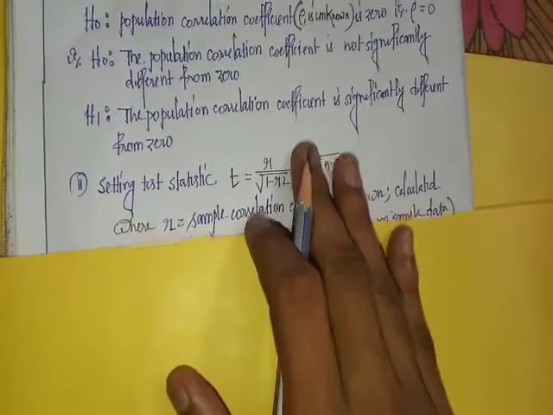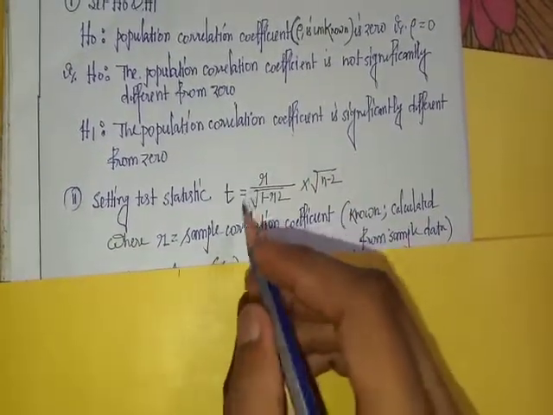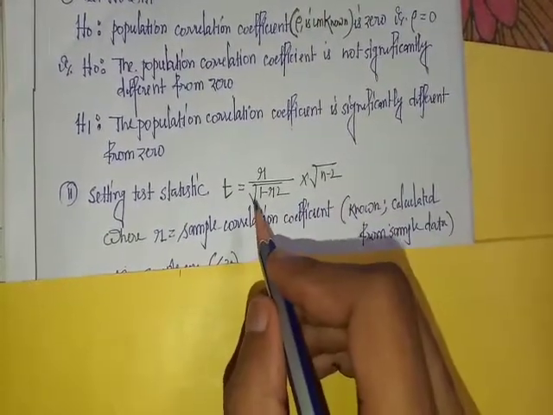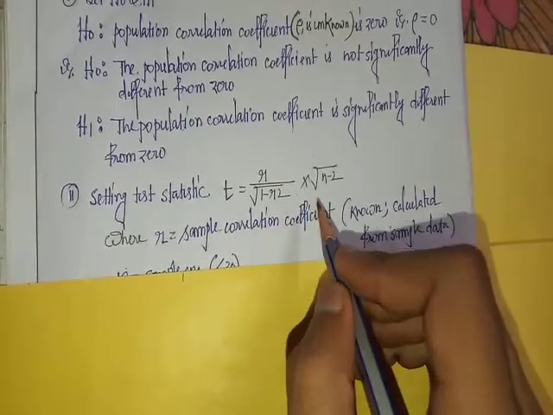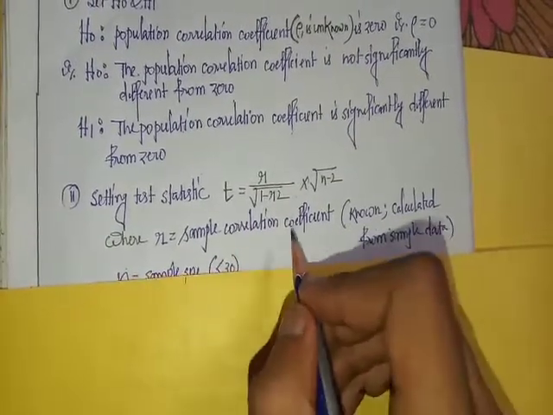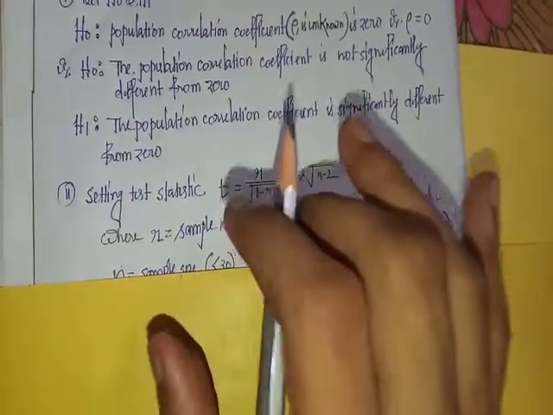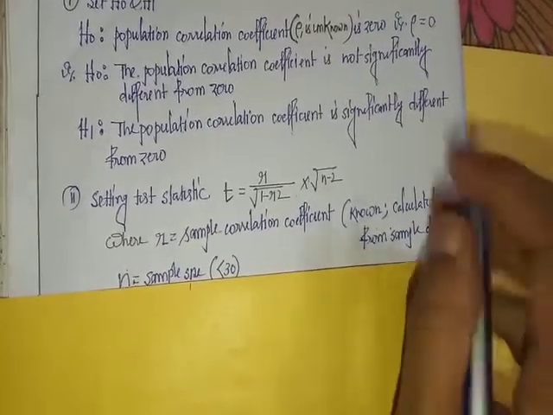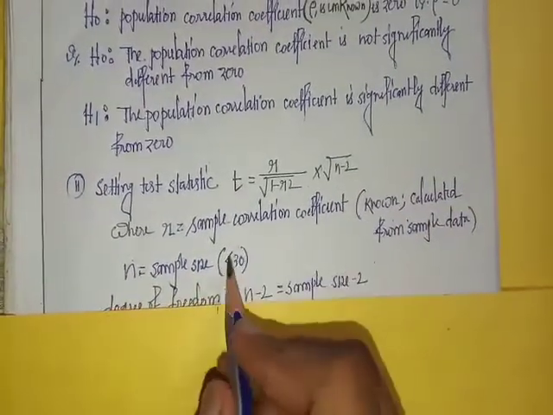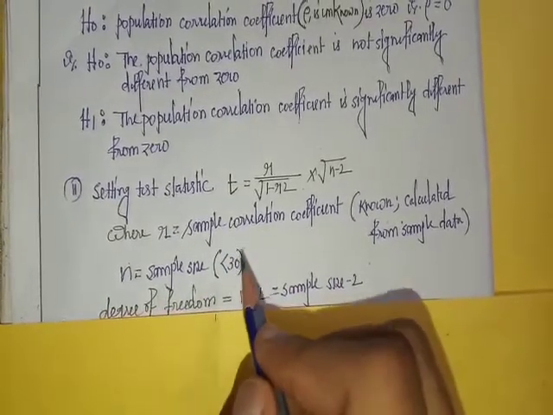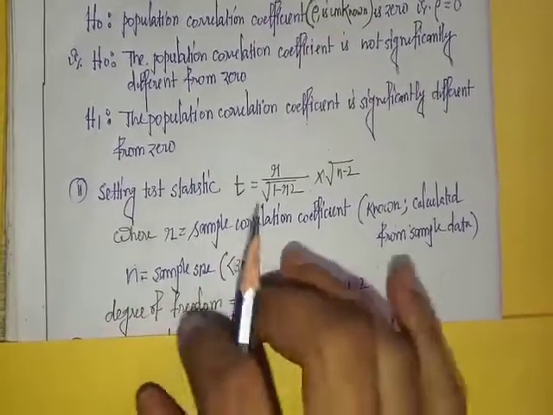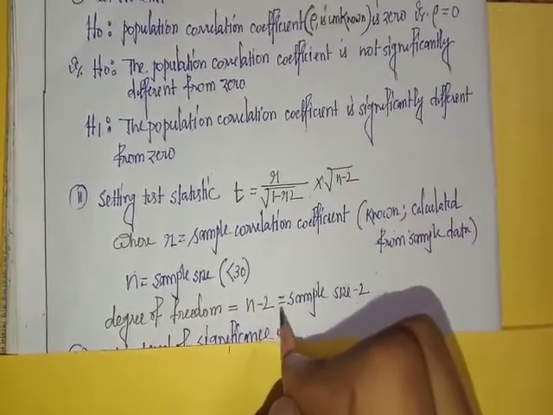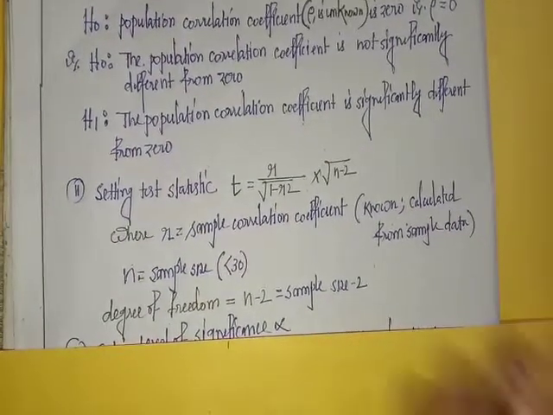Test statistic. The formula of the test statistic in this case is t equal to r by root over 1 minus r square, into root over n minus 2, where r is the sample correlation coefficient, or sample Karl Pearson coefficient of correlation, which is known and calculated from sample data. And n is the sample size, which is less than 30 since this is a small sample test. The degrees of freedom in this case is n minus 2, that is, sample size minus 2.